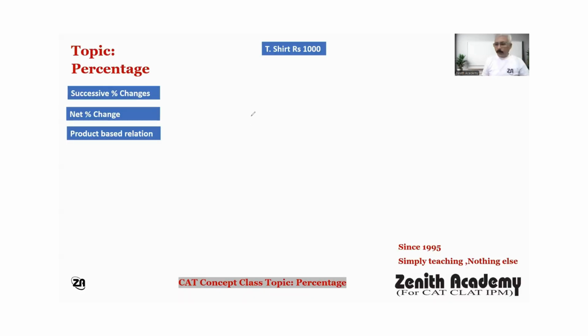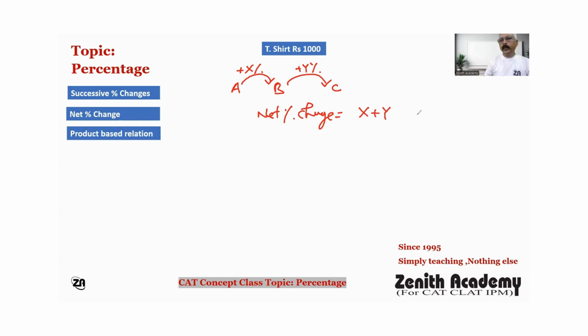Now see one very important formula for getting net percentage change in case of two successive changes. Like A to B, there is X% change. Suppose it is plus, and B to C, it is plus Y% change. So for getting a net percentage change, the simple formula is X plus Y plus XY upon 100%.